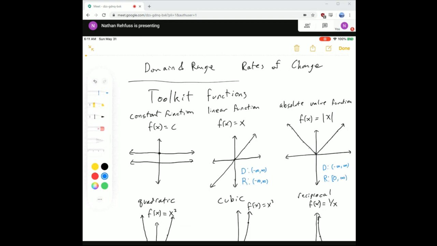All right, with that under our belts, let's tackle the constant function. This one's really goofy. The domain is still all real numbers. There's no limit on what we can plug in.